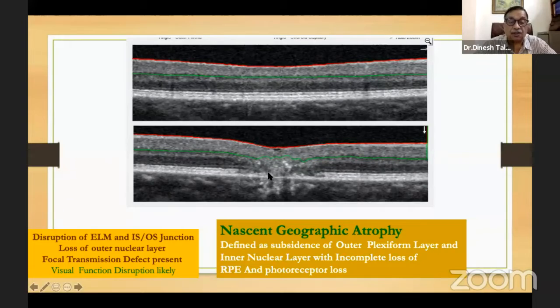So basically, as a result of that, what happens? The outer nuclear layer has collapsed. So this is an outer nuclear atrophy, basically, has occurred, and this is nascent geographic atrophy. This is a dry ARMD.